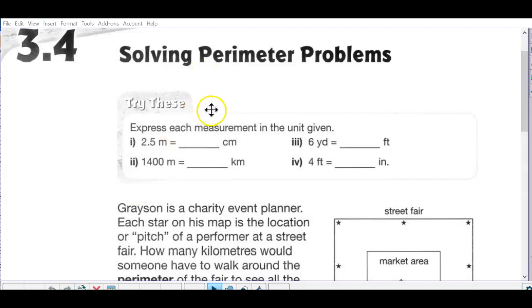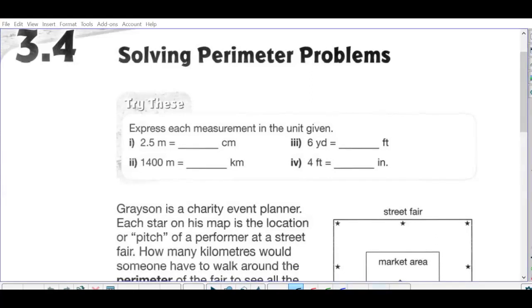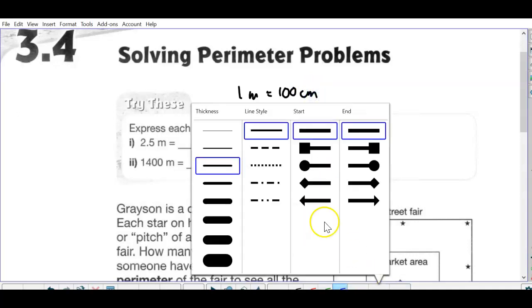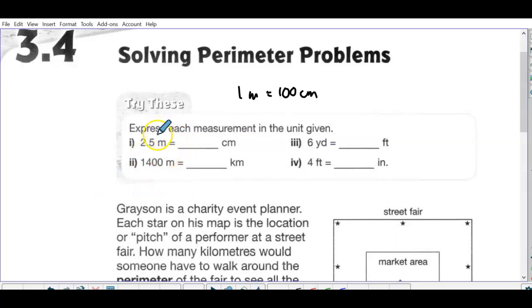So in the try these, we've got basically some conversions here. Express each measurement in the unit given. So meters to centimeters. Remember, in 1 meter, there's 100 centimeters. So we're going to multiply this by 100. That moves the decimal 2 to the right. So that's 250 centimeters.